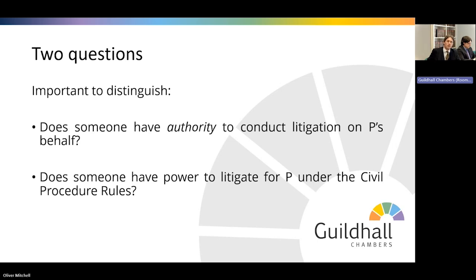Ordinarily, of course, you can have authority given to you by a capacitous person. Of course, if P doesn't have capacity, P can pre-authorize some things through a lasting power of attorney when P did have capacity, or of course the Court of Protection itself has the power to authorize things. And that's one question. Does someone have authority in that sense, essentially as between P and the person who's acting on their behalf?